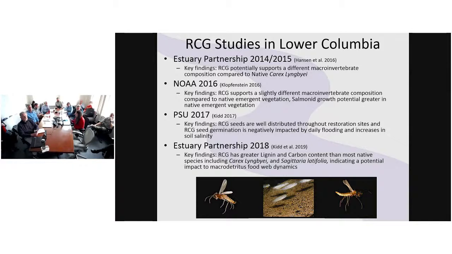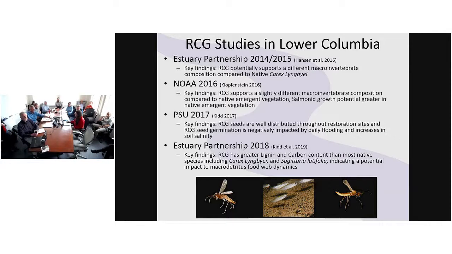And then this last year through the ecosystem monitoring program, we took a really close look at the lignin and carbon and nitrogen content of reed canary grass compared to natives. We found that it did have greater lignin and carbon content, meaning that it's going to be decomposing differently than native species and really impacting the macrodetritus food web dynamics. We're going to continue to monitor that as we move forward with the ecosystem monitoring program.